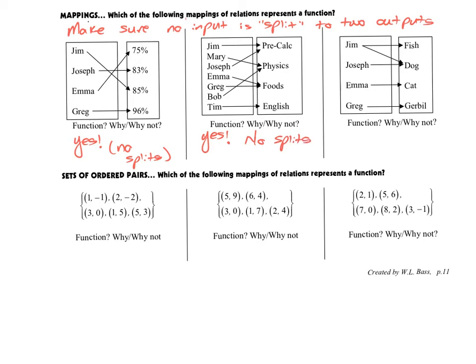But when we get over here to our last one, we can see that Jim is pointing to the fish and Jim is pointing to the dog. That's our problem here. So this is what I refer to as a split. I've got Jim splitting to two different things, and that's not allowed. So we're going to say no, because we can see that Jim is assigned two outputs. And that's our problem.